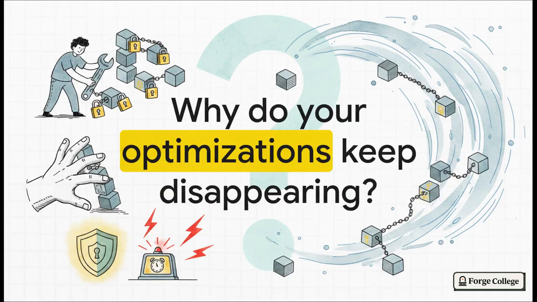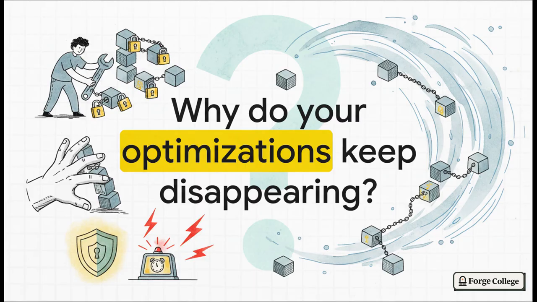Because, let's be real, we've all faced this incredibly frustrating question. Why do your optimizations just keep disappearing? It's a pain point every developer knows. You spend hours, maybe even days, obsessively profiling your code. You shave off those precious compute units, you deploy it, you do a little victory lap, and then boom.